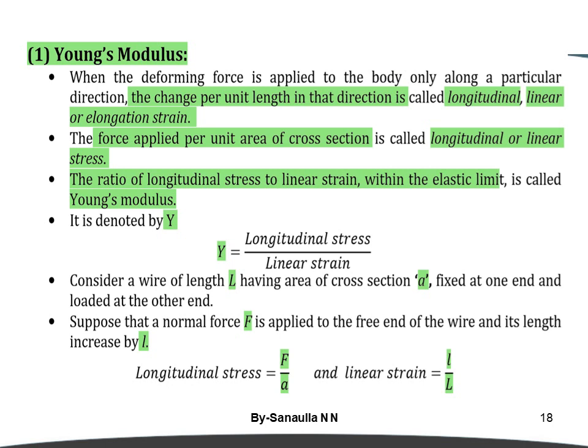The next point is, consider a wire of length L having area of cross section A fixed at one end and loaded at the other end. Suppose that a normal force F is applied to the free end of the wire and its length increases by small l. So longitudinal stress is equal to F by A, force per unit area, and the linear strain is change in length to the original length.